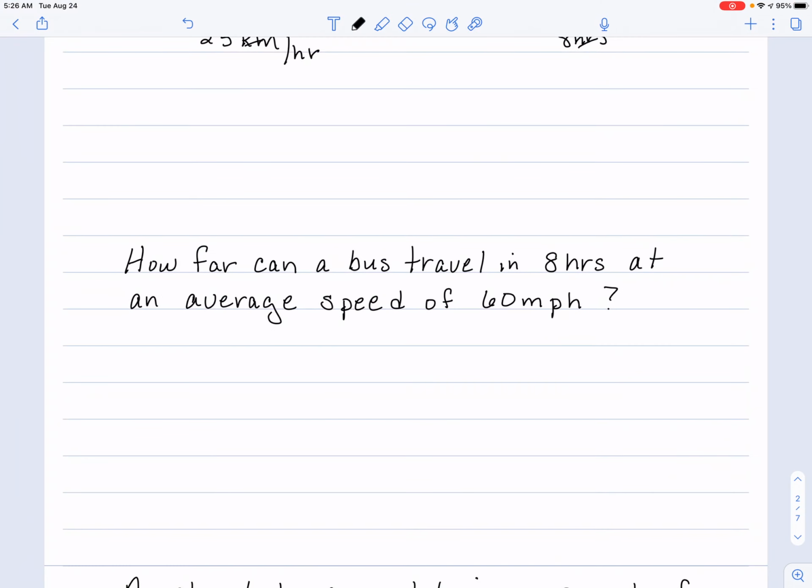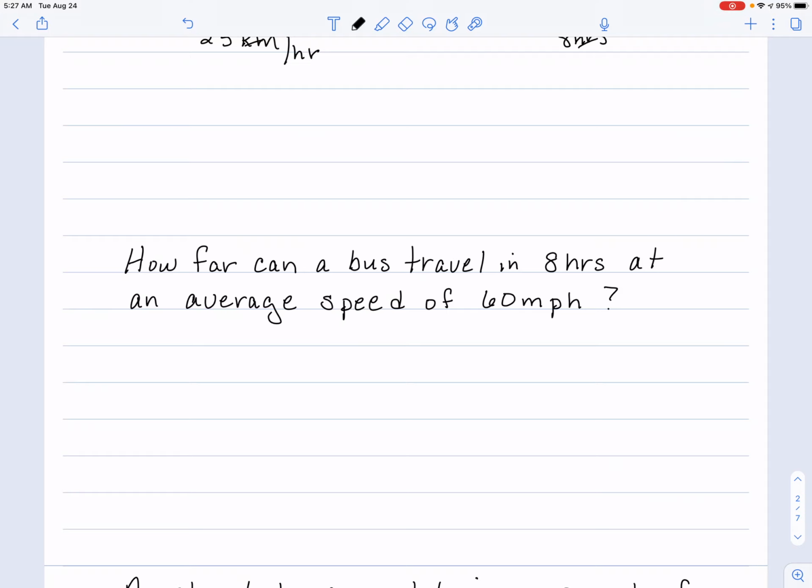Okay, we're starting in on Chapter 2, Part 3, and let's just get our minds working again and start with a practice problem. So in this problem, you're asked, how far can a bus travel in 8 hours at an average speed of 60 miles per hour?